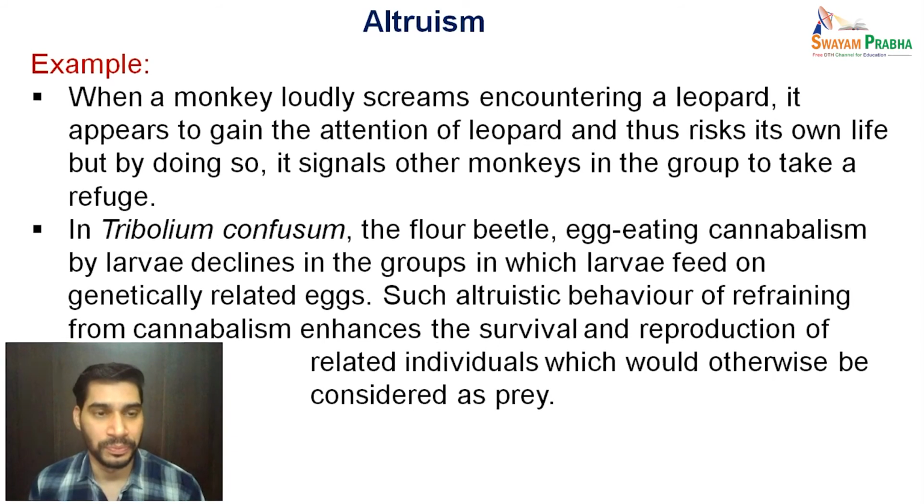Another example you can take is the flour beetle, which is called Tribolium confusum. Its egg-eating cannibalism by larvae declines in the groups in which larvae feed on genetically related eggs. Such altruistic behavior of refraining from cannibalism enhances the survival and reproduction of related individuals, which would otherwise be considered as prey. So these two examples very well show what we mean by altruistic behavior occurring in the group.